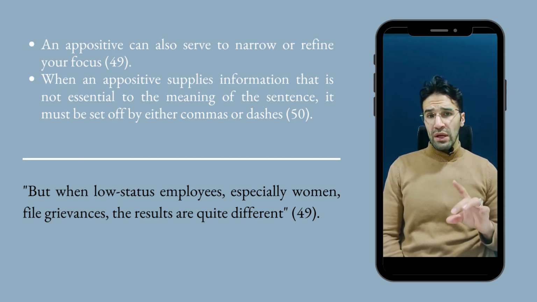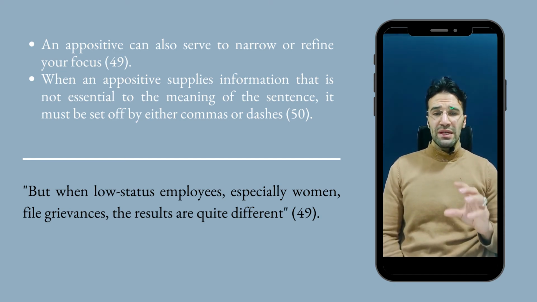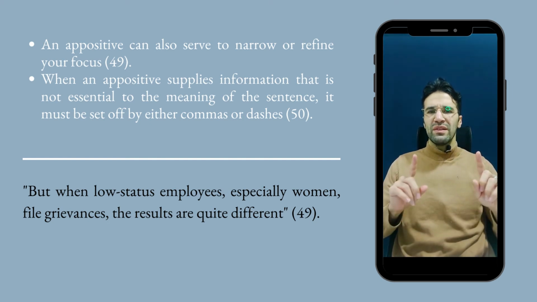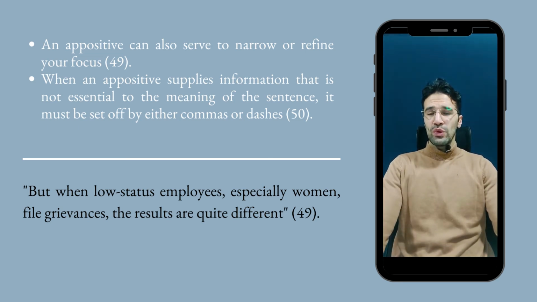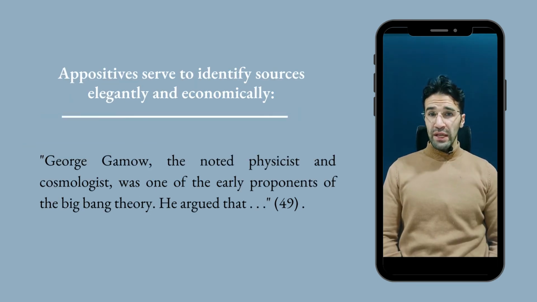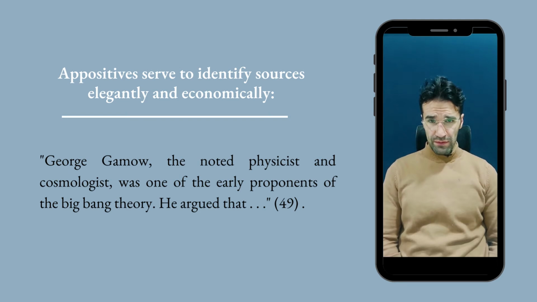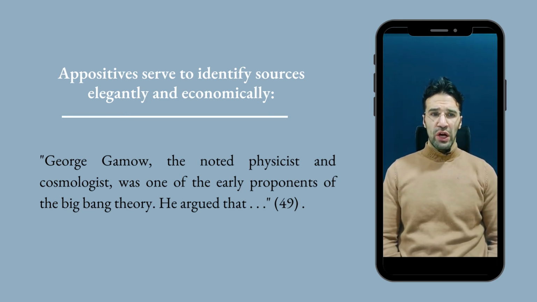So when a piece of information is not central, you can delete it, or instead of deleting, you can put it between 2 commas or 2 dashes and use it as an appositive. And this way you add extra depth to your writing. Next, usage of appositives. Appositives serve to identify sources elegantly and economically. Let's see what that means.